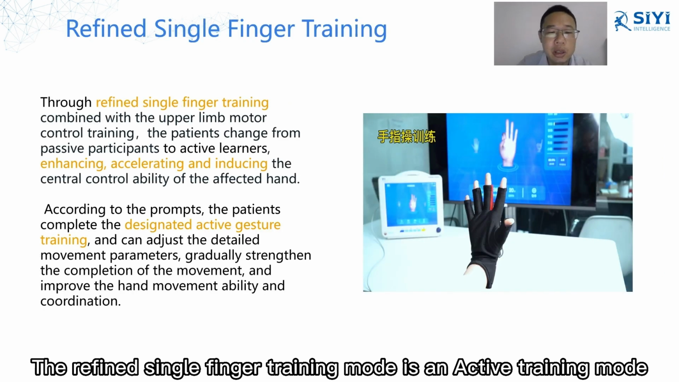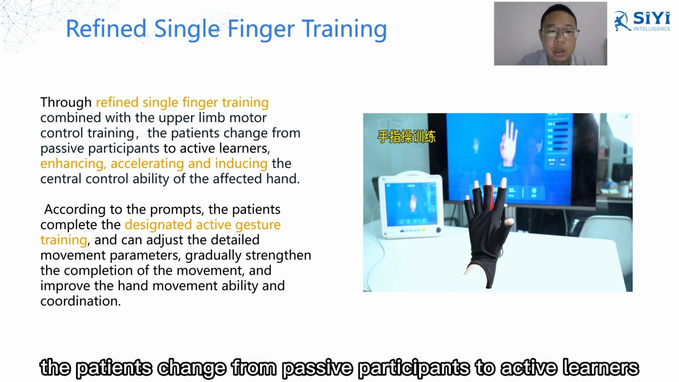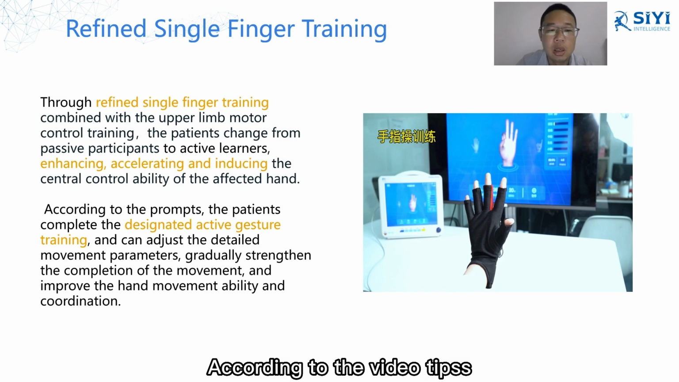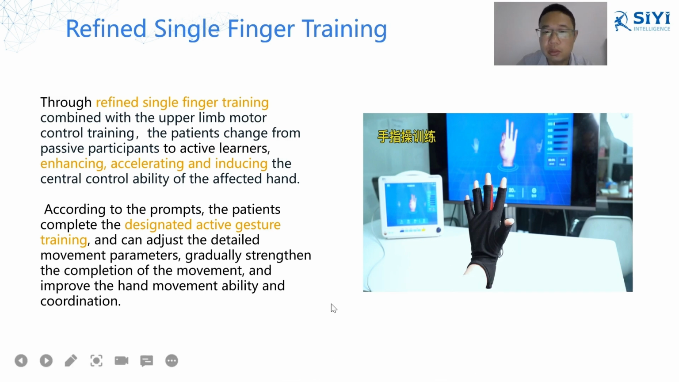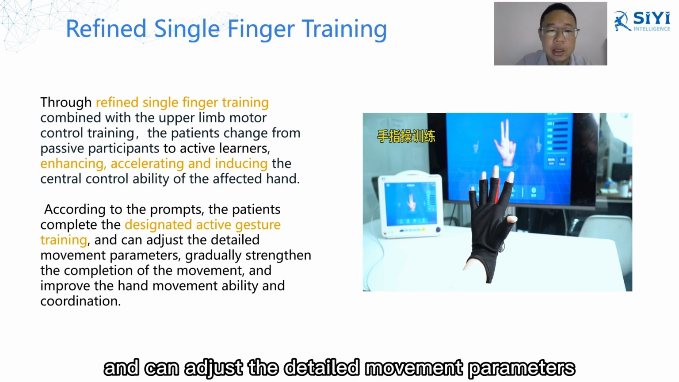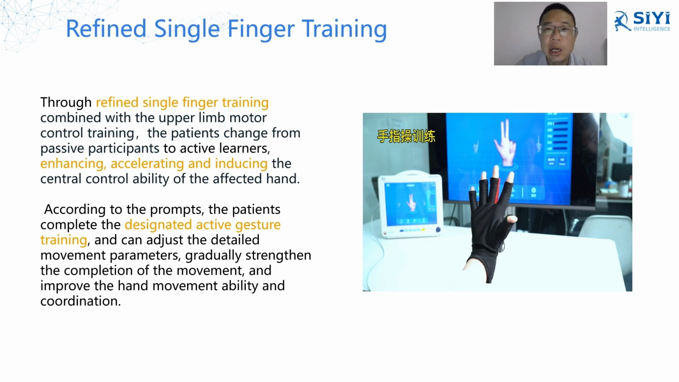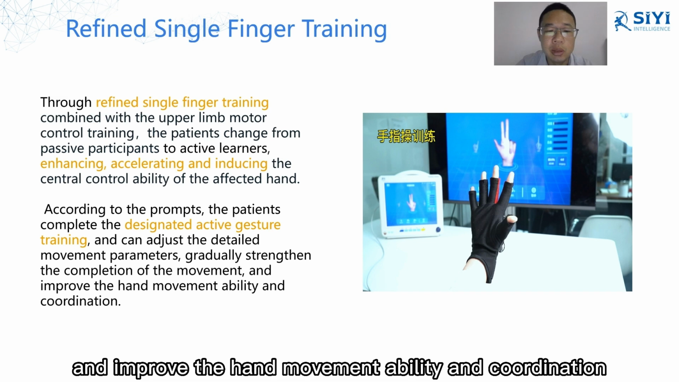The refined single finger training mode is an active training mode. Through this mode, the patients change from passive participants to active learners. According to the video tips, the patient completes the designated active training and can adjust the detailed movement parameters, gradually strengthen the combination of the movement, and improve the hand movement ability and coordination.